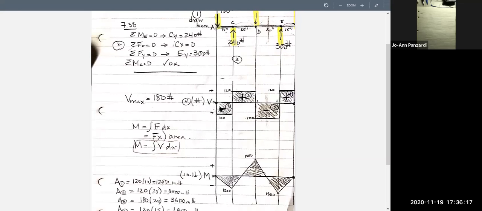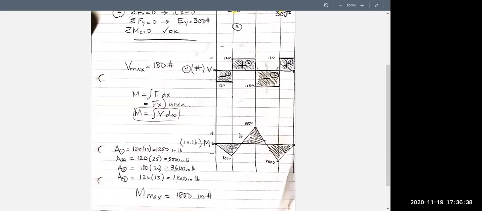So if you want, you could put the distances down here so you don't have to look back up. But the height is 120 and the base is 10. So it's 120 times 10, 120 times 25, 180 times 20, and 120 times 15. Does that answer your question, Angel? Yeah, I definitely got it now.